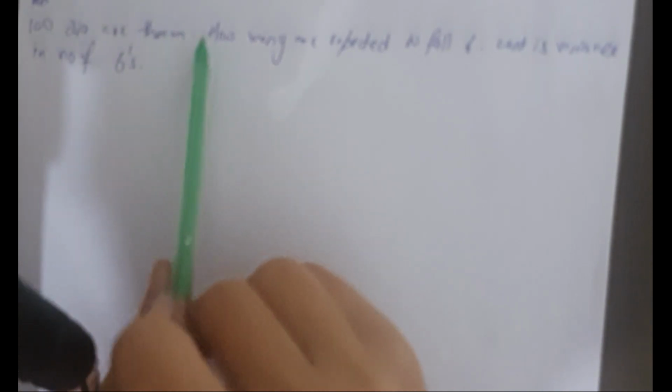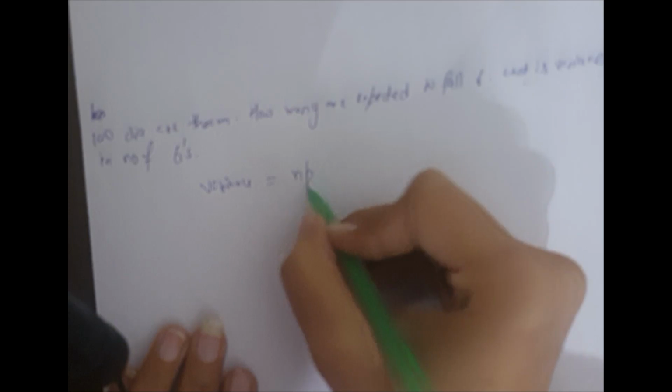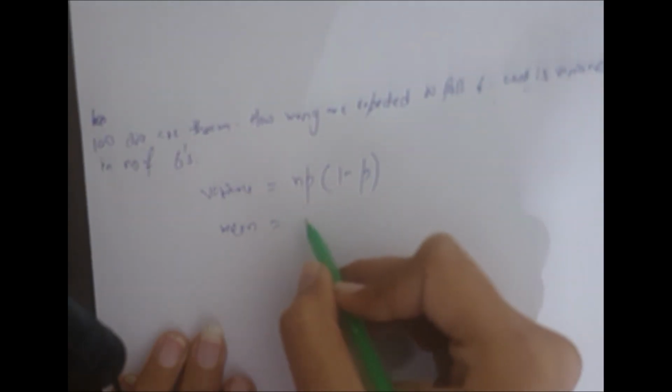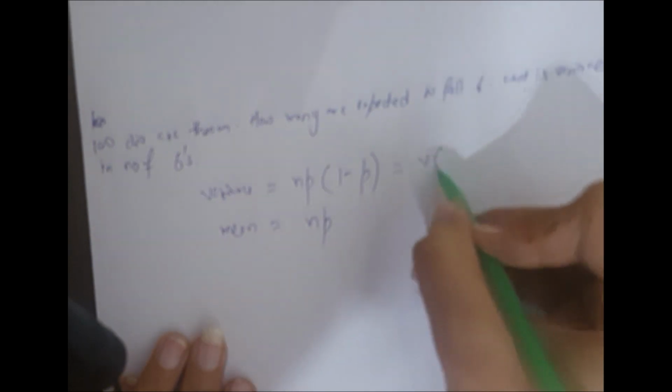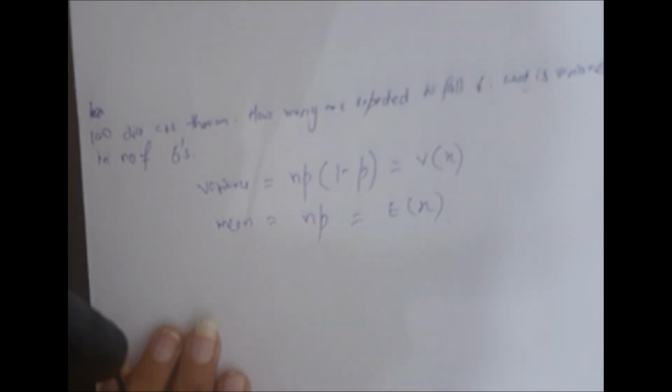100 dice are thrown. How many are expected to fall 6? What is the variance in number of sixes? That is, they are asking what is the variance. Formula of variance is np(1 minus p). And what is the formula of mean? Mean is np. This is the formula of variance. This is the formula of mean in binomial distribution.